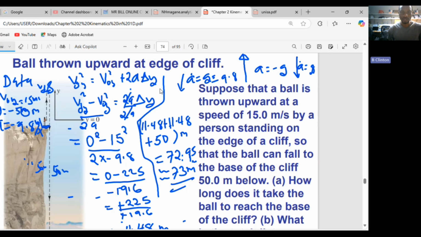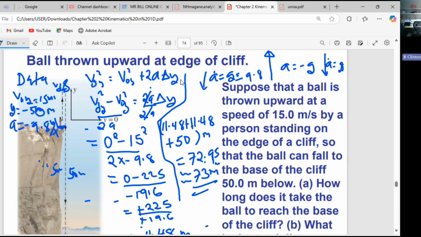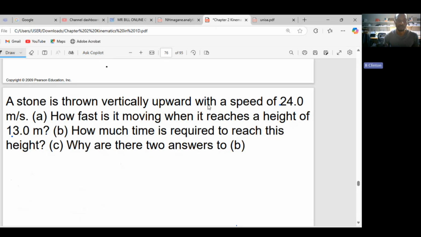The one that you need to use depends on the equations or the data that you are given and what you are looking for. Okay, so that marks the end of this question, and we are going to proceed with the next question.